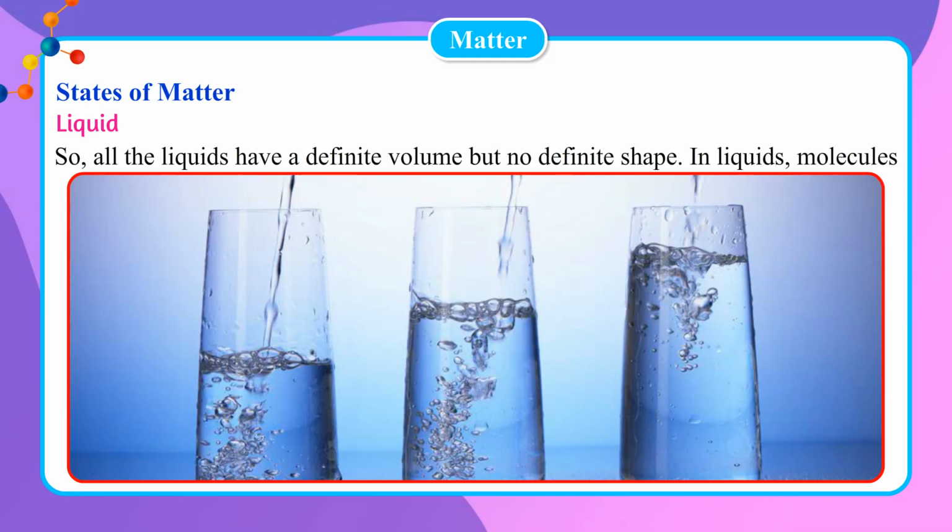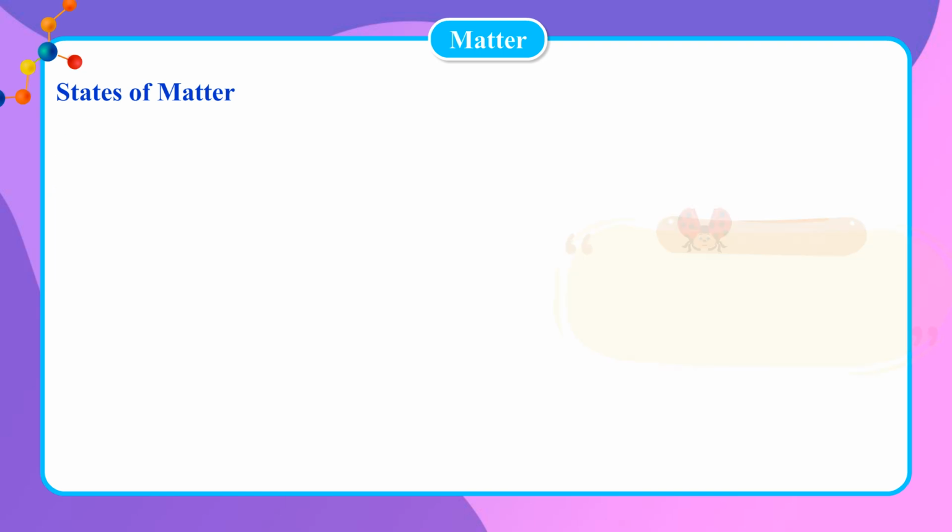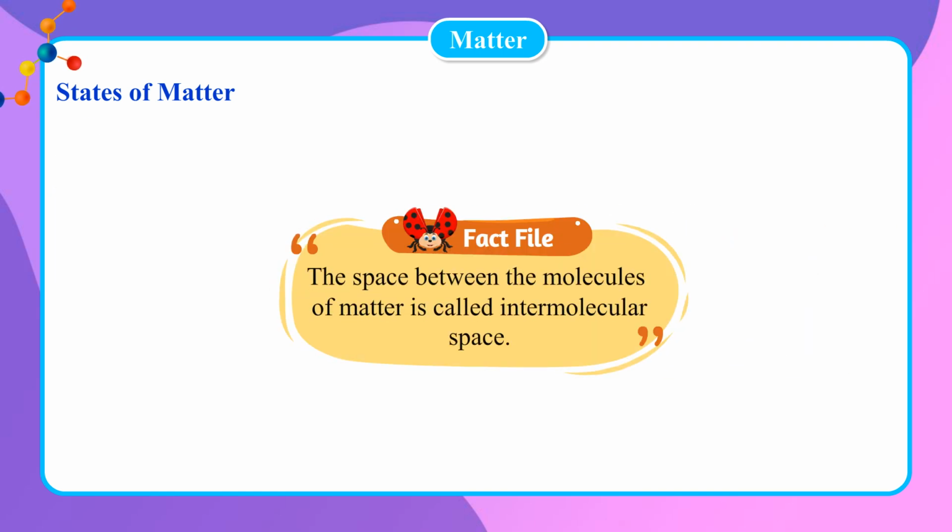So, all the liquids have a definite volume but no definite shape. In liquids, molecules are not closely packed as compared to solids. Fact file. The space between the molecules of matter is called intermolecular space.